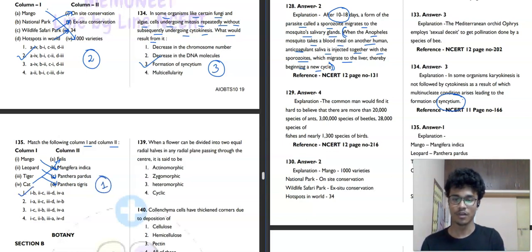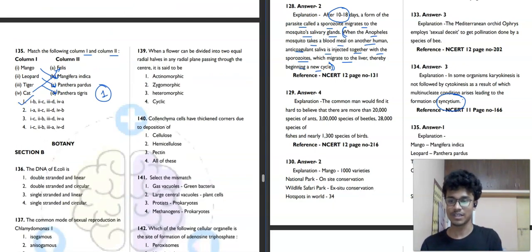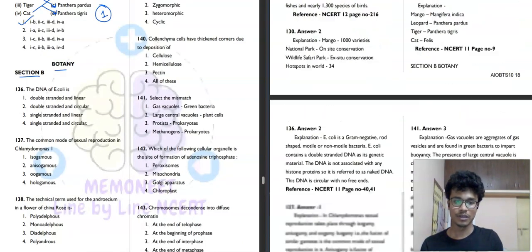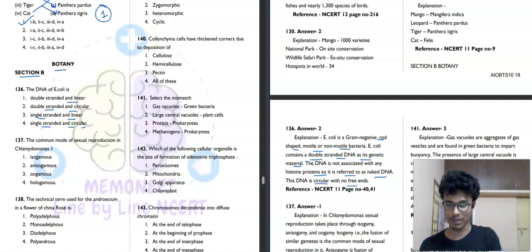Moving towards the next section, section B of botany: the DNA of E. coli is double-stranded and linear, or double-stranded and circular. E. coli is a gram-negative bacterium. We know that this is a rod-shaped, motile or non-motile bacterium. E. coli contains double-stranded DNA as its genetic material, and this DNA is not associated with any histone protein, so it is referred to as naked DNA. The DNA is circular with no free ends. So it somewhat looks like this.